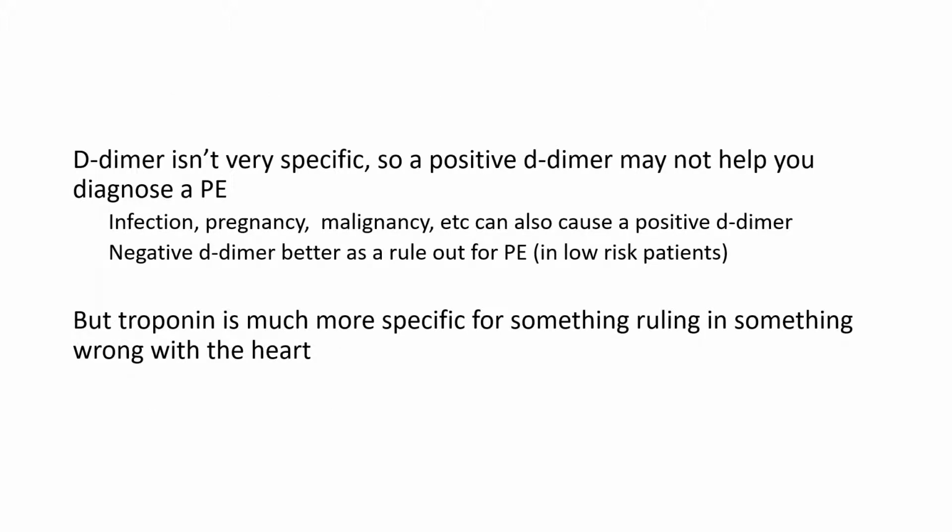So something we see all the time, for example, is our friend the D-dimer. Not a very specific test, as we all know. So a positive D-dimer might not help you diagnose a pulmonary embolus. Infections, pregnancy, malignancy, trauma, things like that can also cause a positive D-dimer. But a negative D-dimer is more helpful as a rule out for pulmonary embolus in the appropriately low-risk patients that you've assessed. However, on the flip side, troponin is much more specific for ruling in something wrong with the heart in general, for example.